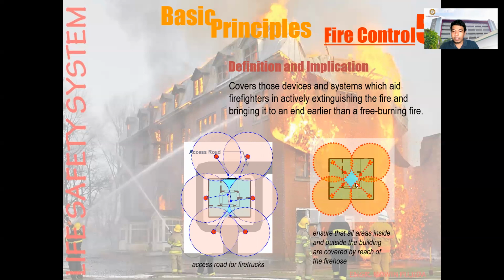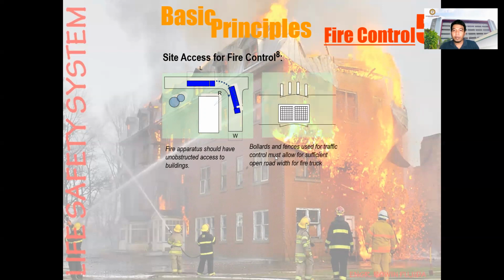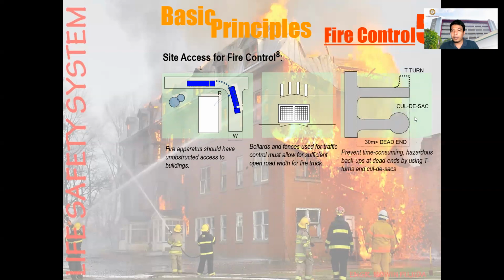So you can have your fire hose at the center. Site access for fire control: the fire apparatus should have unobstructed access to buildings. Bollards and fences used for traffic control must allow for sufficient open road width for the fire truck. And prevent time-consuming hazardous backups and dead ends by using T-turns and cul-de-sacs. You have the roundabout, T-turns or roundabout.